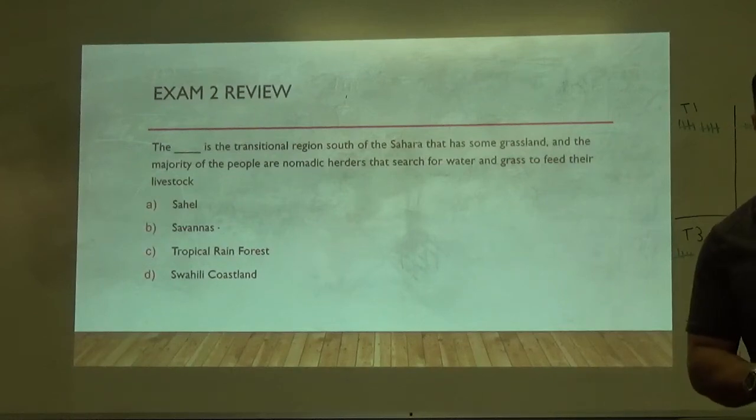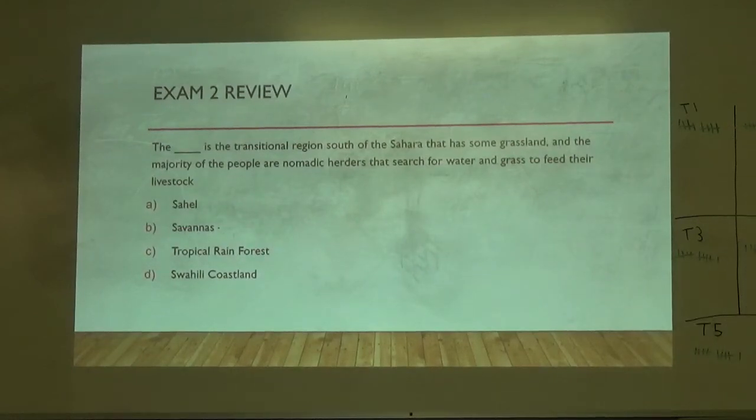Alright, the blank is the transitional region south of the Sahara that is some grassland, and the majority of the people are nomadic herders that search for water and grass to feed their livestock. Is this A, the Sahel, B, the savannas, C, the tropical rainforest, or D, the Swahili coastland?